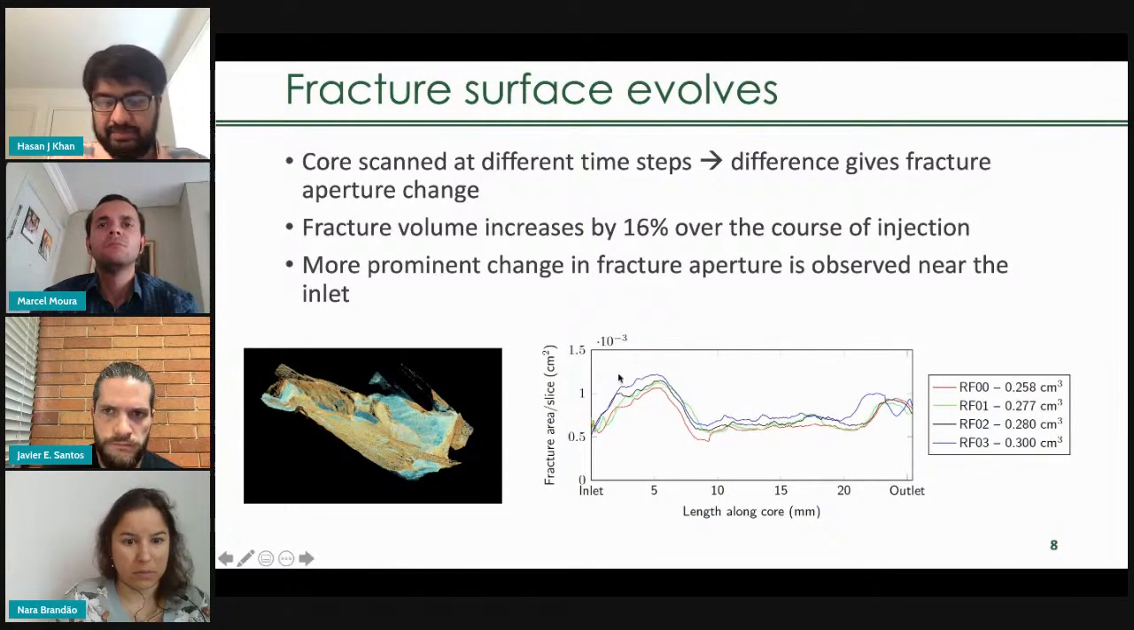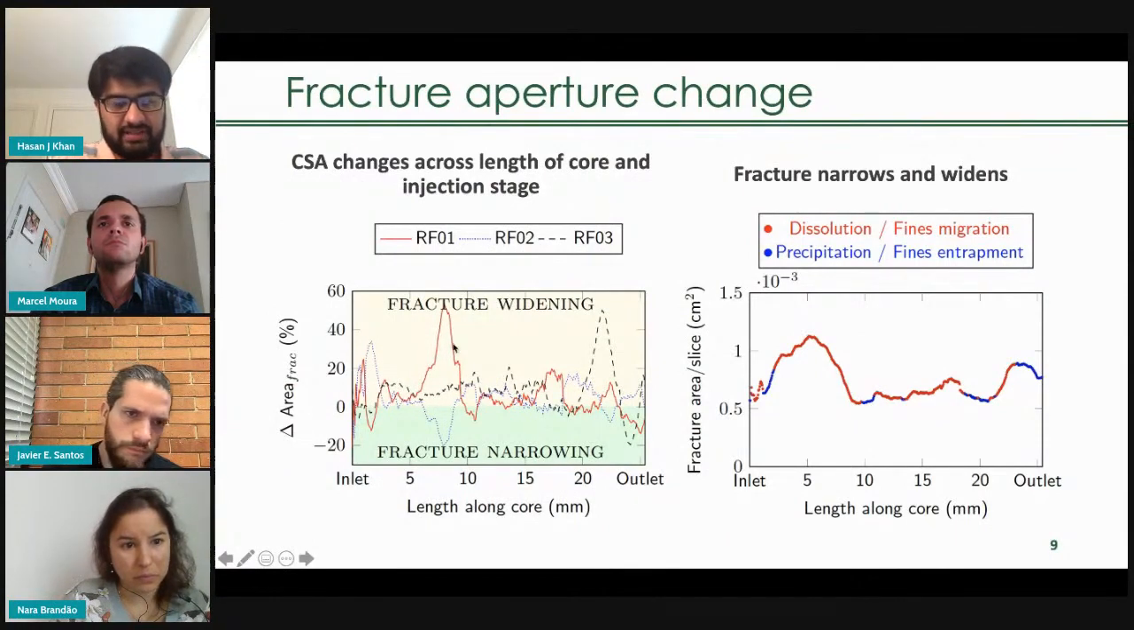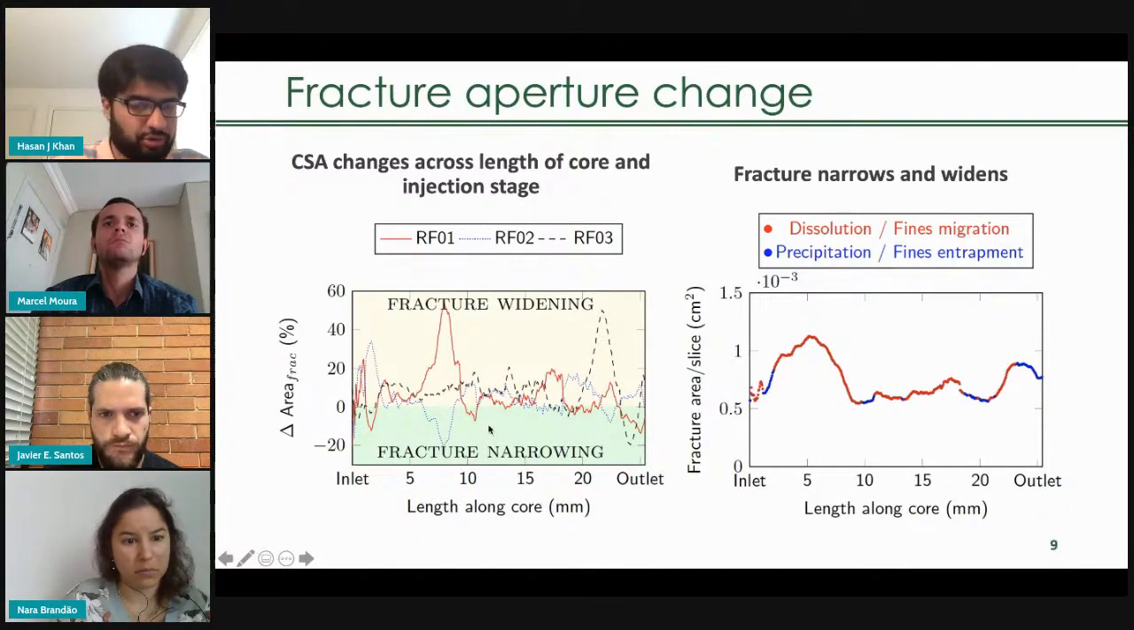The fracture area per unit slice is plotted along the length on the bottom right-hand side, and this has been plotted on a relative scale. So, for example, the red line indicates the change in the fracture area between the baseline scan and the first flood. Then the dotted blue line represents the change in the fracture aperture between the second scan and the first scan, and so on and so forth.